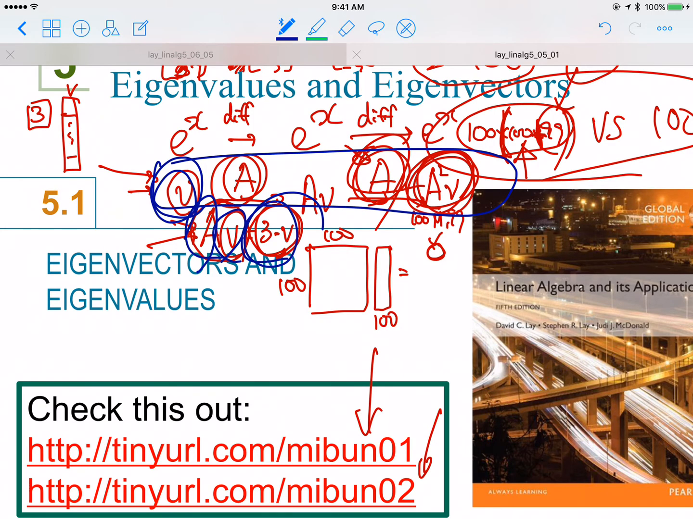Okay, so this is not shown in your book, but it's really important, and this one will give you the actual reason why you should study this chapter. Okay, so that's it for today, and let's see you next time.